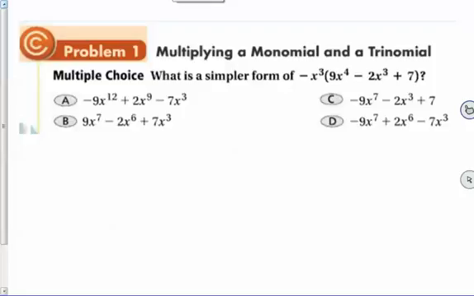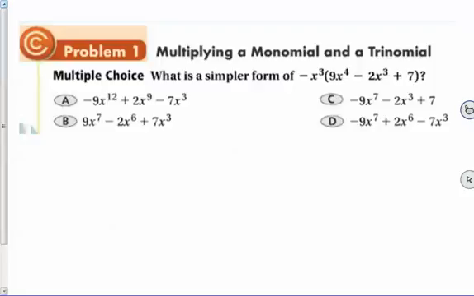Okay, so today what I want to do is talk about the next section, which is multiplying and factoring monomials and binomials and stuff like that. It's really easy. The first thing I want to talk about is you probably remember the distributive property. So let's take a look at this problem.